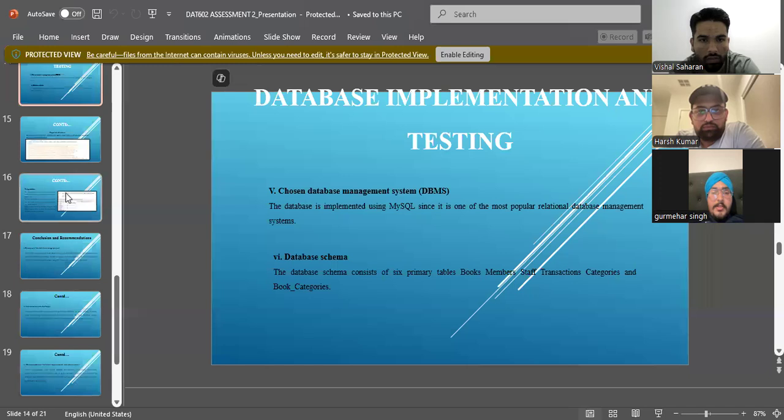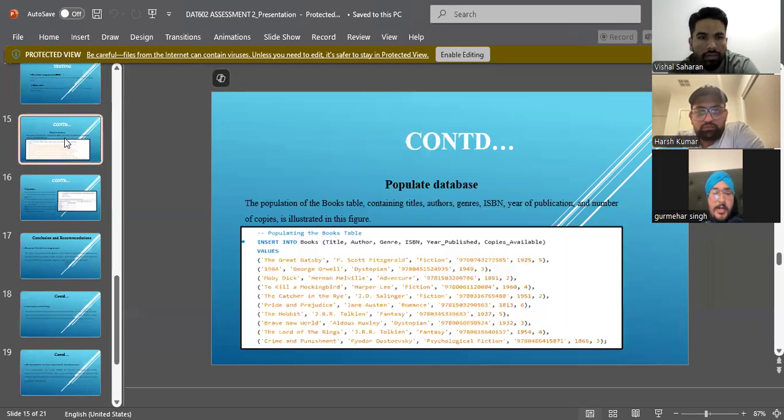The second slide is choosing the database management system. The database is implemented using SQL since it is one of the most popular relational database management systems. The second one is the database schema. The database schema consists of... Thank you, Guru.